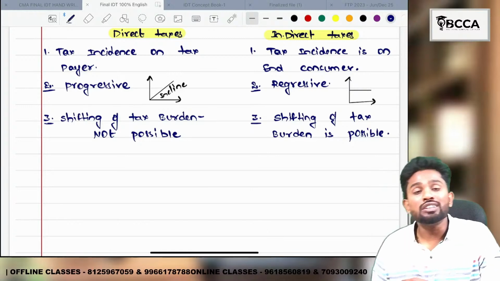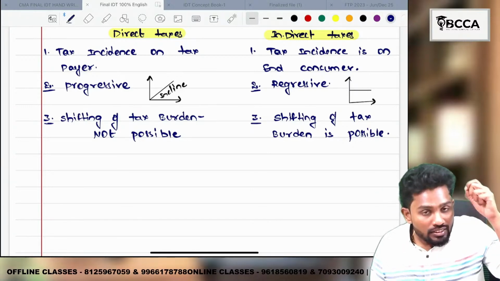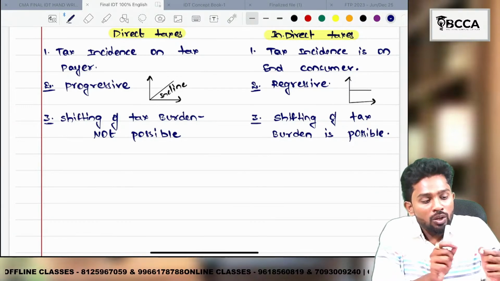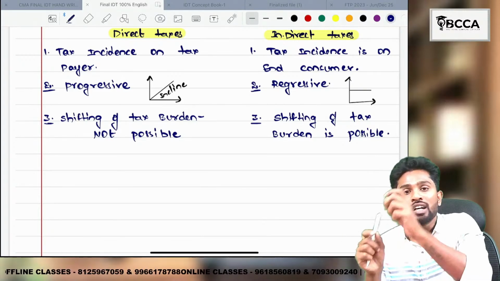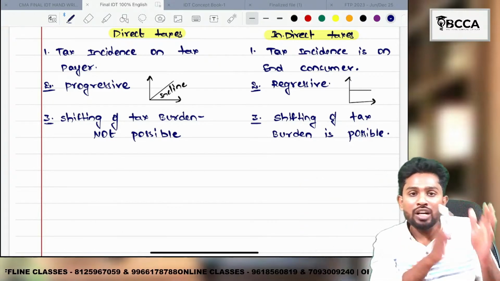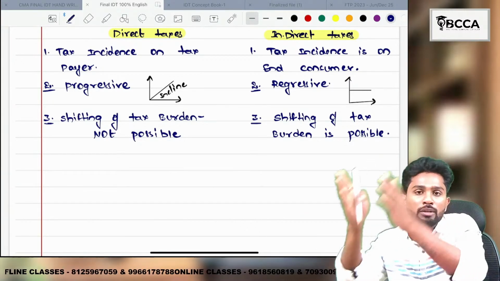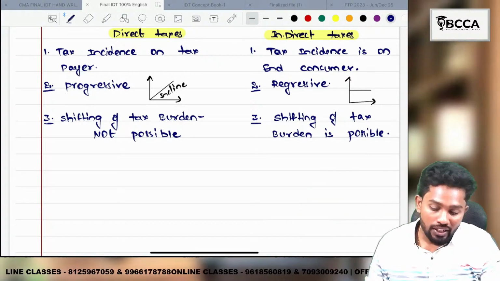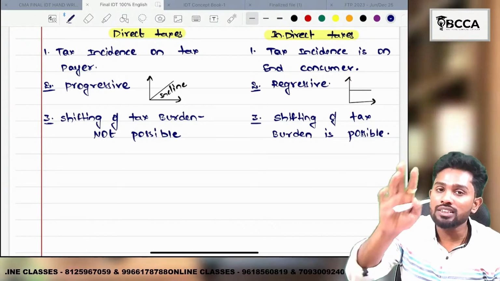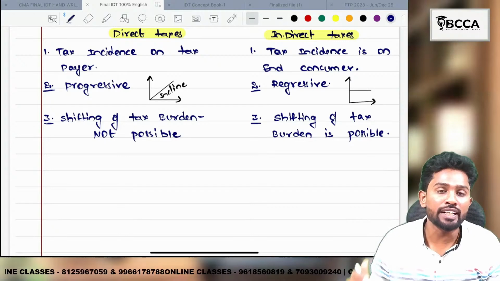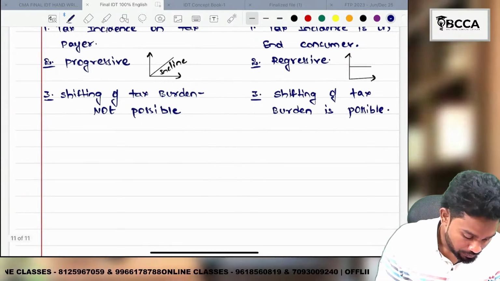But when it comes to indirect taxes, a seller is the one who is responsible to pay, but always he will recover it from his customer, and this fellow will from his customer. So ultimately, the burden is shifted from one person to another till the end consumer. So in direct taxes, shifting of tax burden is not possible, but in indirect taxes it is possible.